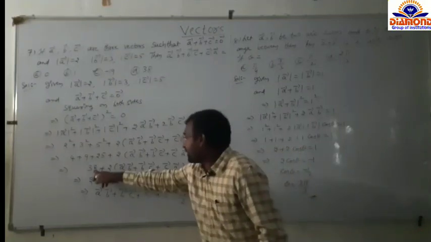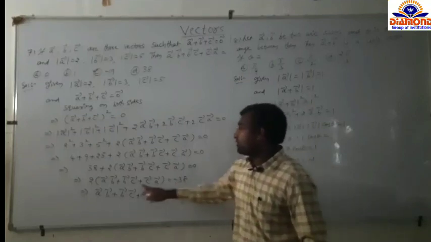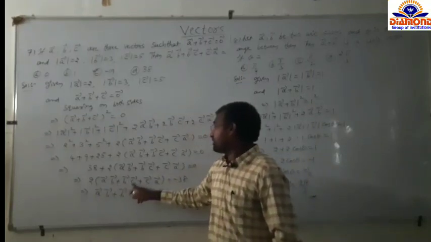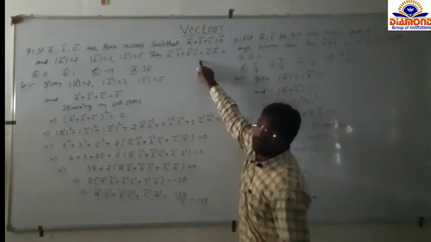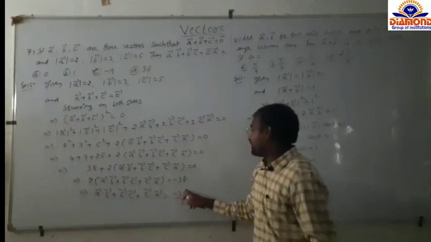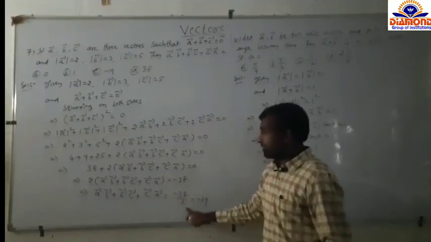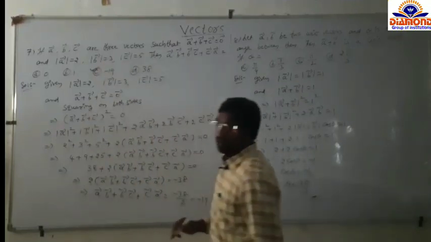In the next step, 38 bring this side, you get -38. So this side 2 into (a·b + b·c + c·a). We need to find out only a·b + b·c + c·a, that's why 2 bring this side. So you get -38 by 2, which is nothing but -19. So the option is C. Next problem.